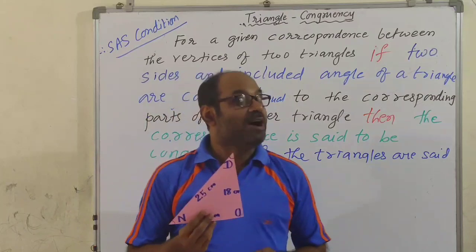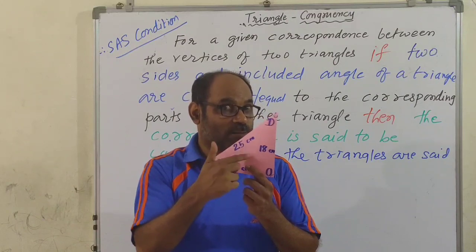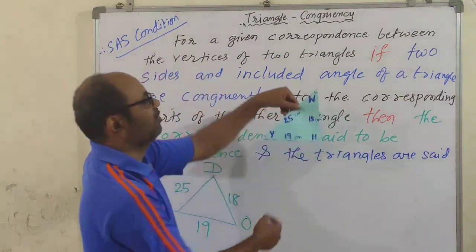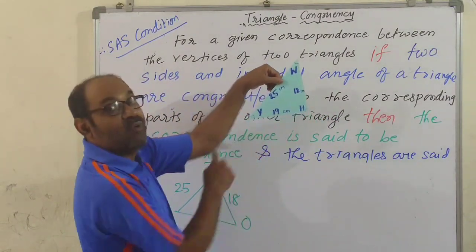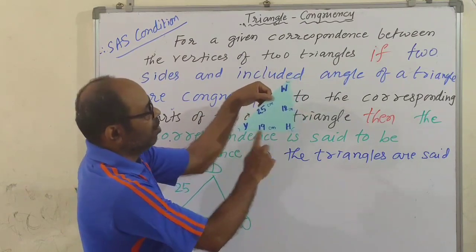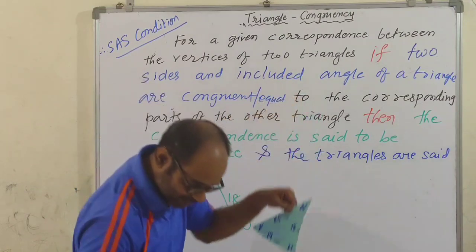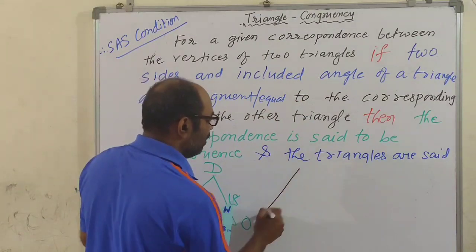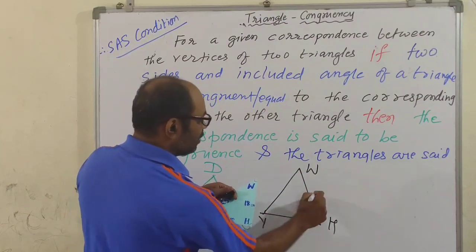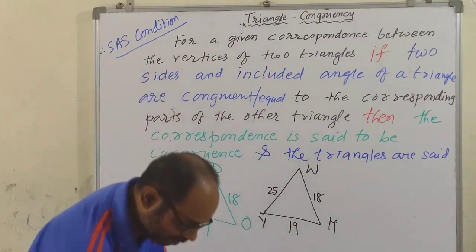Well, now I'm going to pick up another triangle whose all three sides are given and they are congruent to the corresponding sides of this triangle. Alright? And here is that triangle. Can you see that? Triangle WHY. WH, that side measures 18. YH measures 19. And WY measures 25. Let me draw that triangle as well. This is WHY. Now this measures 18, this measures 19, and this measures 25.